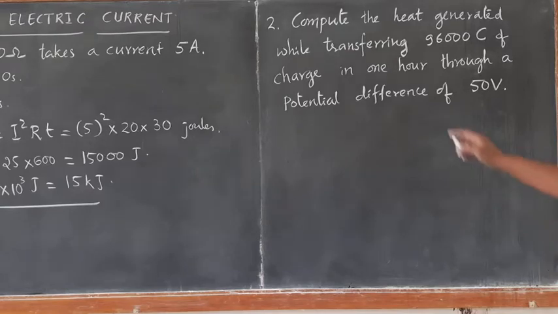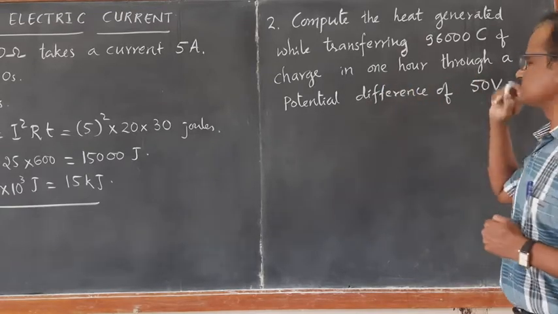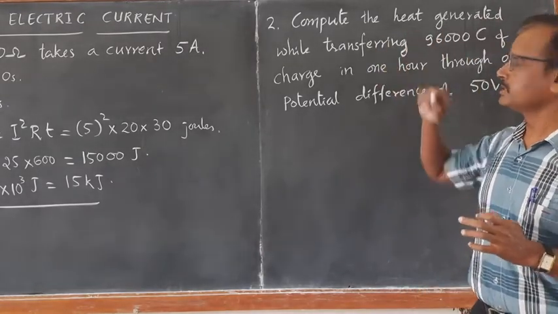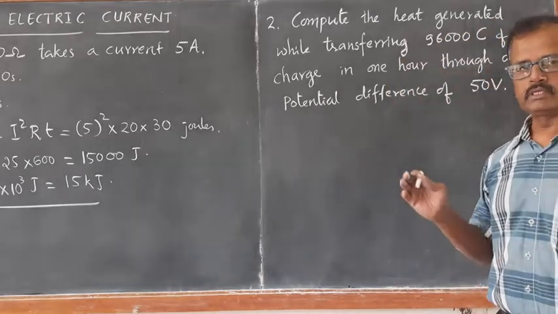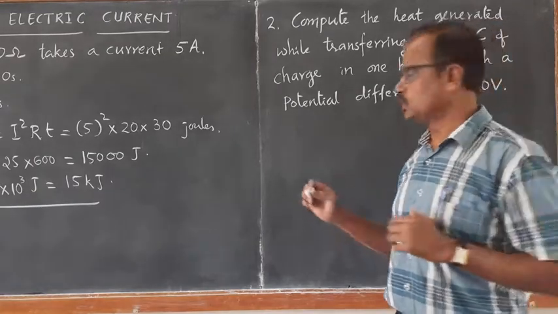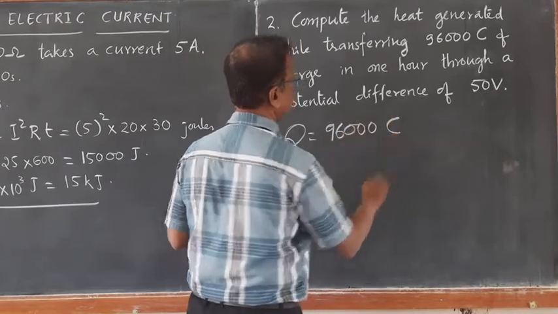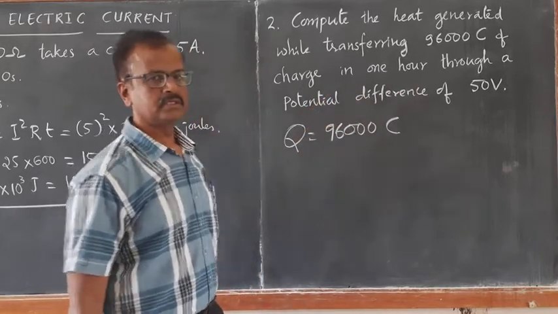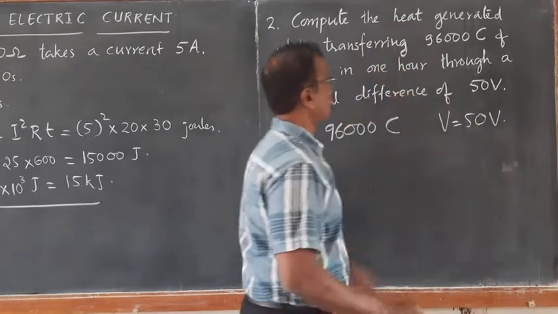Second problem. Compute the heat generated while transferring 96,000 coulomb of charge in 1 hour through a potential difference of 50 volts. In a circuit, the heat generated needs to be calculated. How? The total charge of 96,000 coulomb is transferred for an hour through a potential difference of the source. That is, the potential difference of the source is 50 volts. So what is the heat generated?